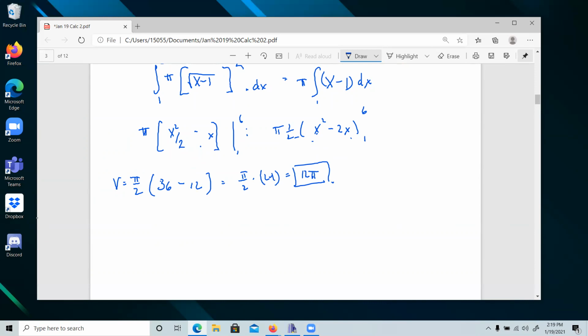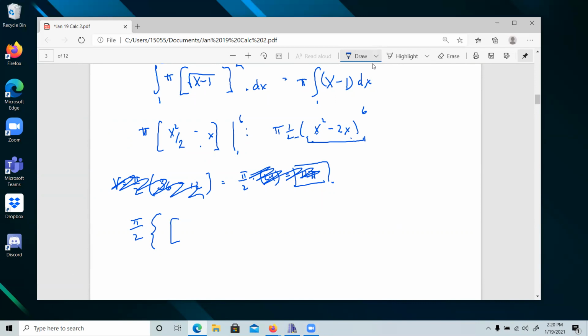Oh, no, I'm not right. We're going from 1 to 6, not just 6 to 0. So stop me before I do arithmetic wrong here. Okay, 1 to 6. So here we're going to go back to here. Okay, we've got pi over 2. We have x evaluated at 6. Oops. Change the order of those things.